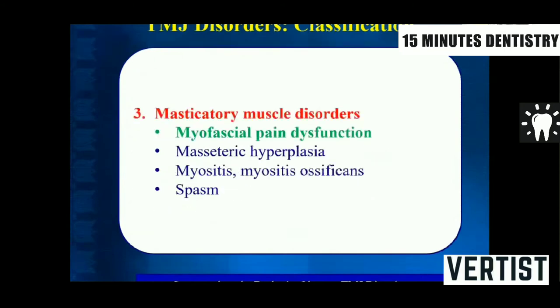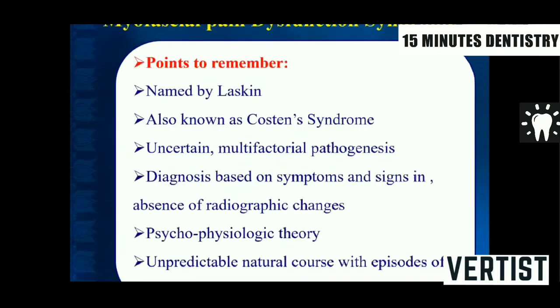And the third category is masticatory muscle disorders, in which most commonly asked and very important for you is myofascial pain dysfunction syndrome. So we'll deal with this in detail. What you have to remember, it was named by Laskin. It is also known as Costen syndrome. It has multifactorial pathogenesis. Diagnosis is based on symptoms and signs in absence of radiographic changes. So there's no radiographic changes.